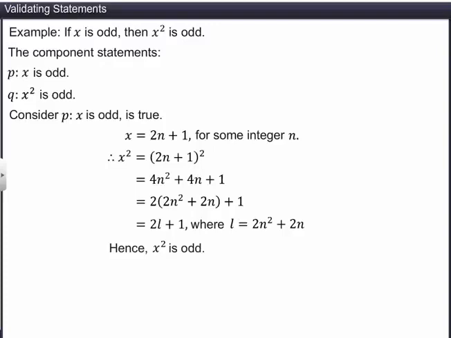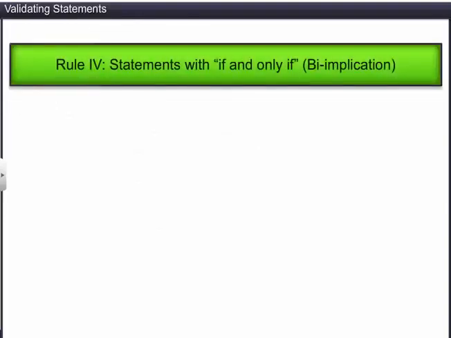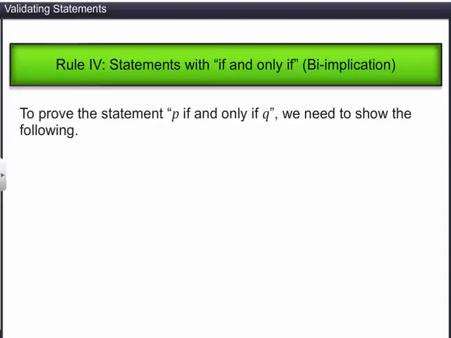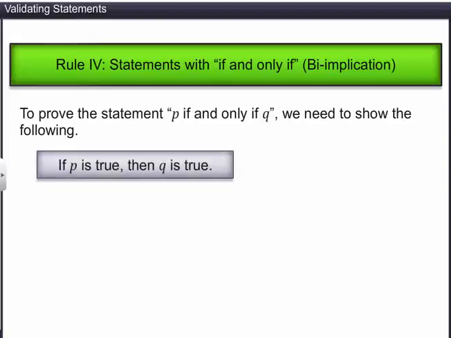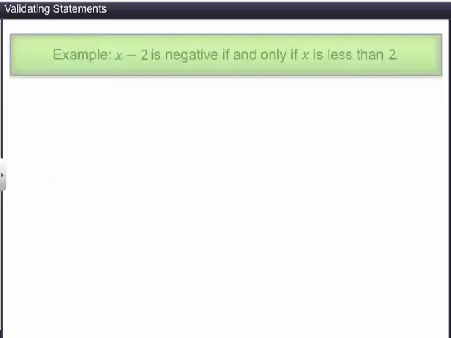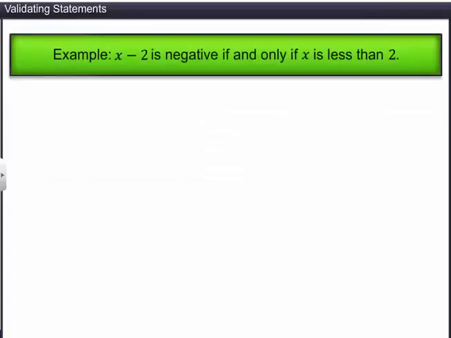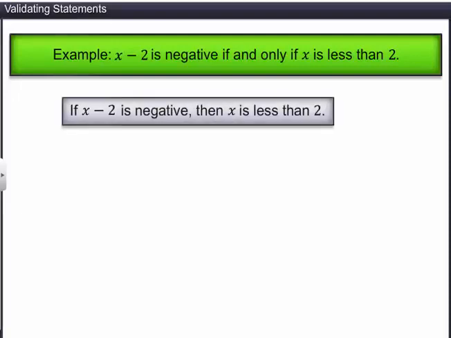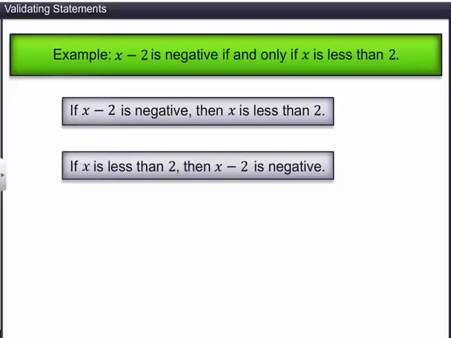Rule 4 is used to prove by-implications. To prove the statement P if and only if Q, we need to show that if P is true, then Q is true. If Q is true, then P is true. Let's prove the statement: x minus 2 is negative if and only if x is less than 2. This statement can also be broken down as: if x minus 2 is negative, then x is less than 2. If x is less than 2, then x minus 2 is negative. Here both the implications are true. Therefore, the by-implication is true. Hence, the given statement is proved.